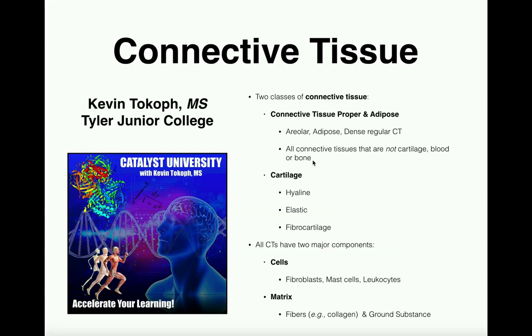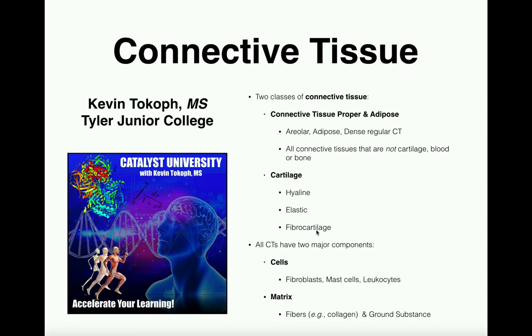And we're going to have separate labs throughout A&P where we're going to look at blood and bone. The ones that we're going to be looking at that fall into this larger category are going to be areolar tissue, also called loose connective tissue, adipose tissue, of course, and then dense regular connective tissue. Cartilage falls into a different class by itself, and there's three of those that we're going to look at: hyaline cartilage, elastic cartilage, and then fibrocartilage.